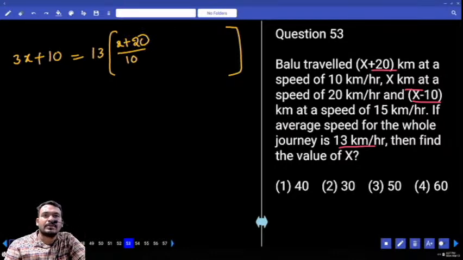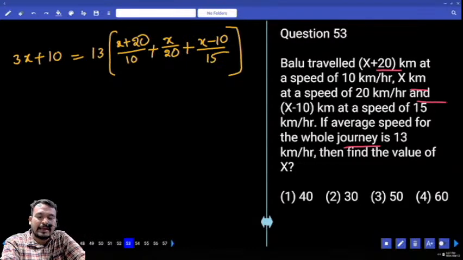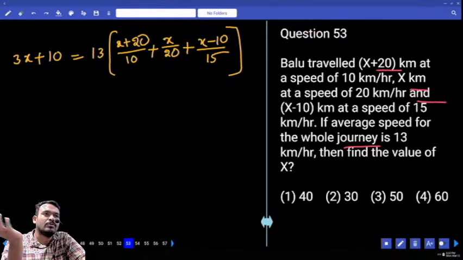The time for x plus 20 kilometers we write as x plus 20 by 10, or not? It is the time in the first x plus 20 kilometers plus the time in the second one, x by 20, or not? What is the time in the third one? x minus 10 by 15, or not? Then right hand side is speed into time, left hand side is distance, or not? Both are equal or different? Equal. First simplify this one and we get the x value, or verify the options, it is also possible, or not?